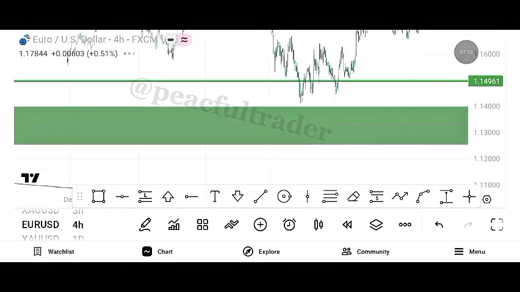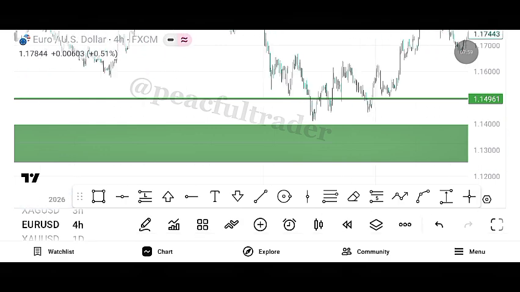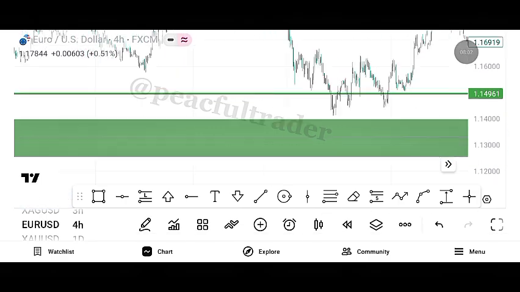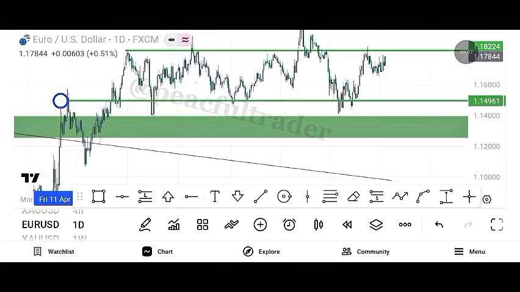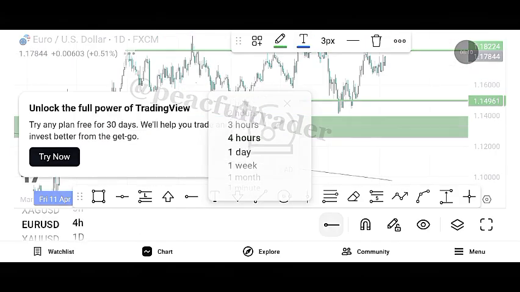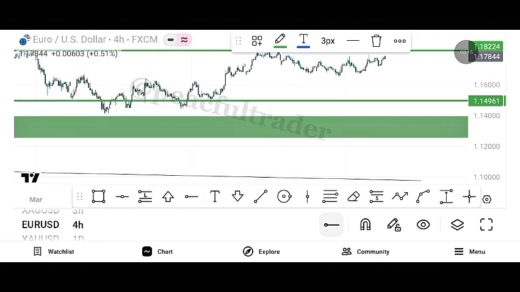So in the 4-hour time frame, definitely we have caught this trade in this rectangle, but you can watch very well, the market didn't touch this rectangle. Instead, the market just settled down on this support level. So that's the reason why you need to use multiple time frames.